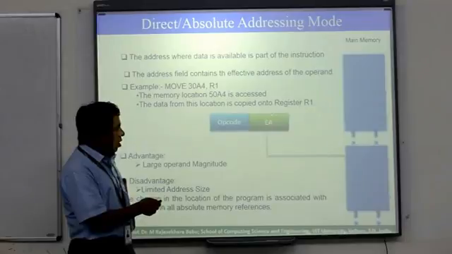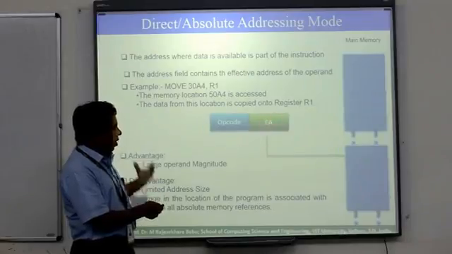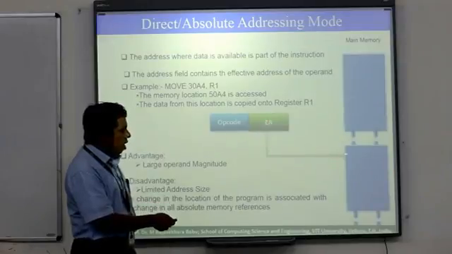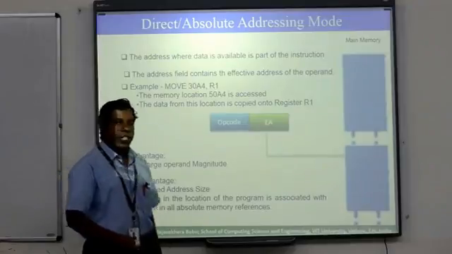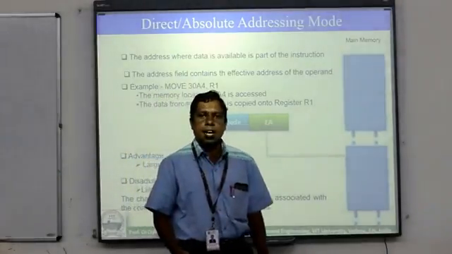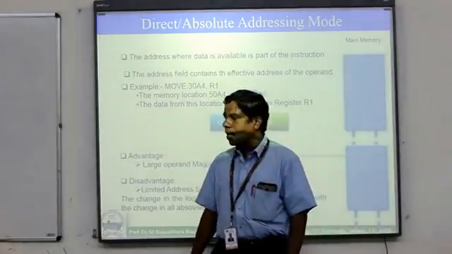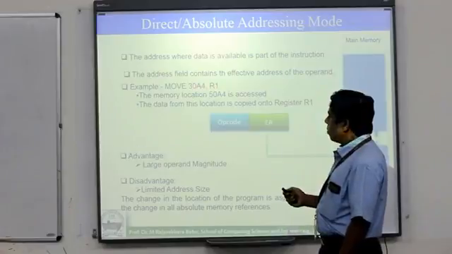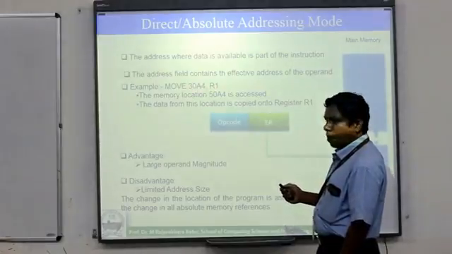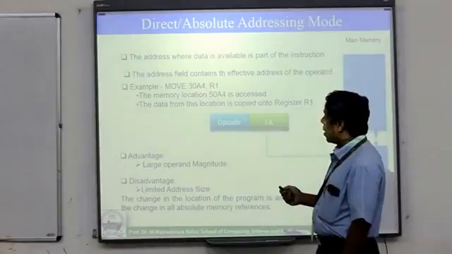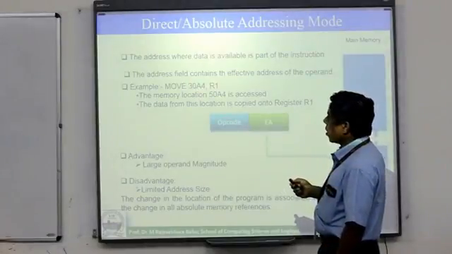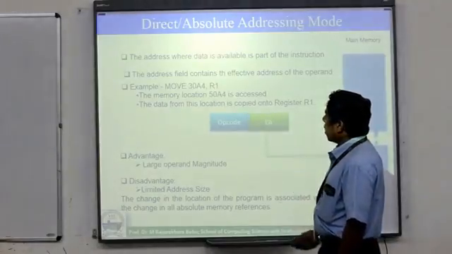This is because the operand is not compatible with the earlier addressing mode. So we store the address in which the operand is available here, instead of having the data directly as part of the instruction. For example, see here: move 30A4, R1. What does that mean? 30A4 is not an operand; it is the address of the operand. So it goes to that address in main memory and copies the data into R1. This is the direct addressing mode.